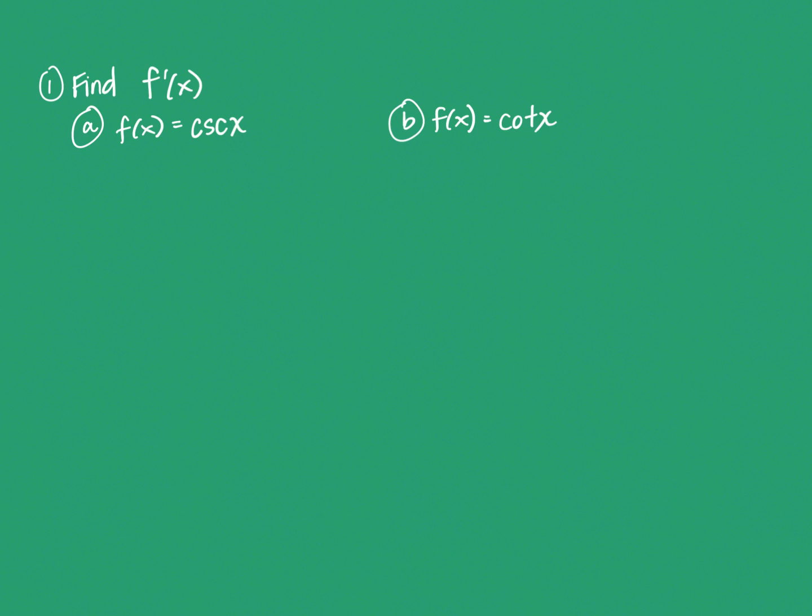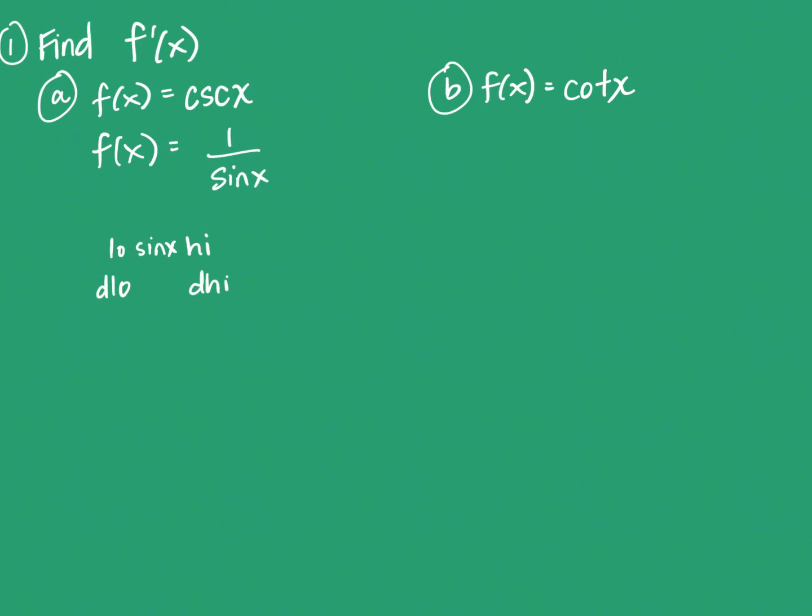Just like we did for tangent, we're going to use sine and cosine to rewrite these. So cosecant, if you remember, is the same as 1 over sine of x. And just like I said in class, eventually you'll memorize these, but for now you can use quotient rule to find those derivatives. So we're going to set up our low-high chart, and then our d-low and our d-high. And our low is sine of x. The high is just 1. The d-low is cosine x, and then the d-high is 0.